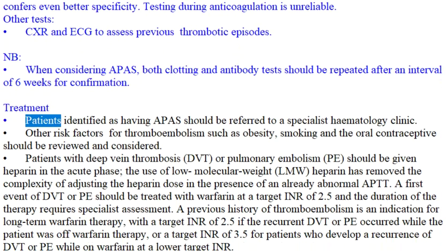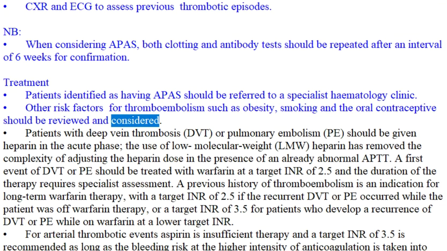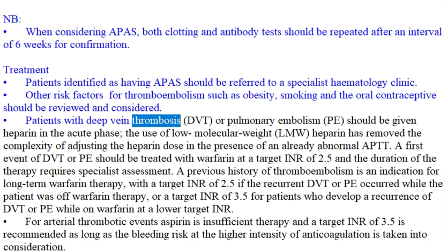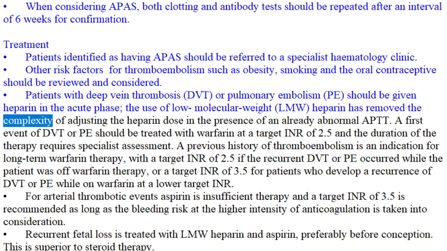Treatment: patients identified as having APAS should be referred to a specialist hematology clinic. Other risk factors for thromboembolism such as obesity, smoking, and the oral contraceptive should be reviewed and considered. Patients with deep vein thrombosis, DVT, or pulmonary embolism, PE, should be given heparin in the acute phase. The use of low molecular weight, LMW, heparin has removed the complexity of adjusting the heparin dose in the presence of an already abnormal APTT.